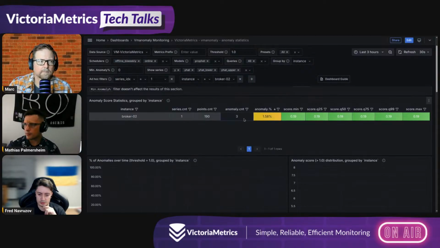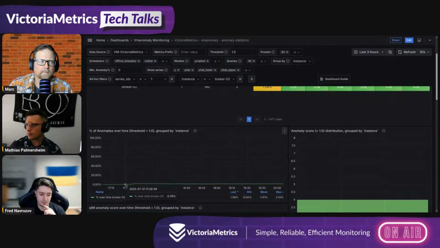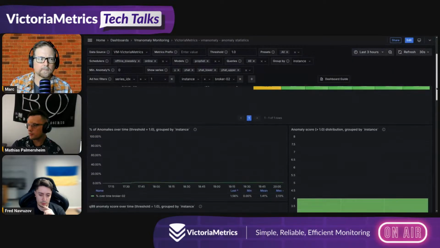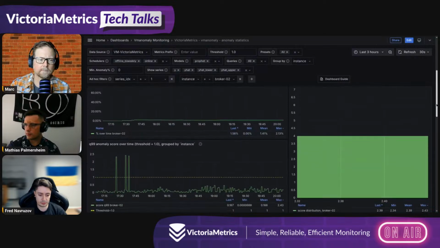And here you can see a generalized overview of anomaly score distribution, anomaly percentage over your chosen time range, the same as its duration over time, like for how long it persisted. But later on, once you have explored the more global view, and here can be a lot of entities, a lot of instances, a lot of clusters, whatever entity you have, sorted by anomaly percentage, once you see some anomalous entity, you can drill down.